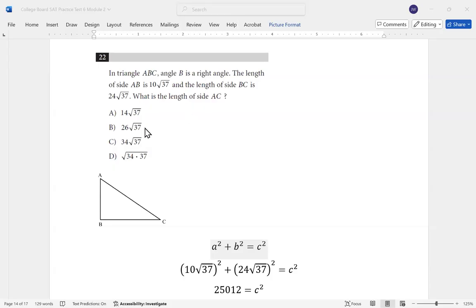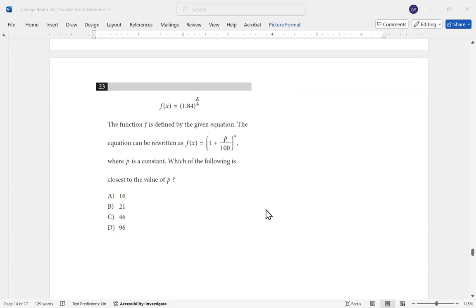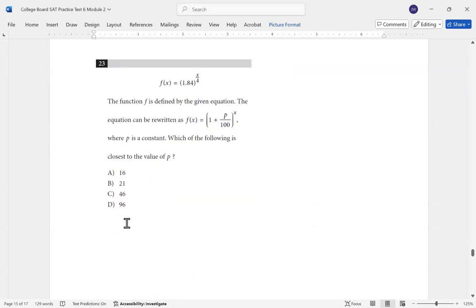But in any case, B is the correct answer to question 22, 26 times square root of 37. Let's look at question 23.